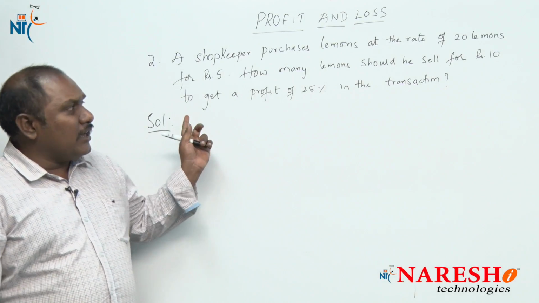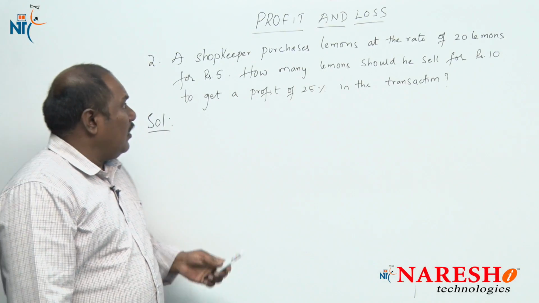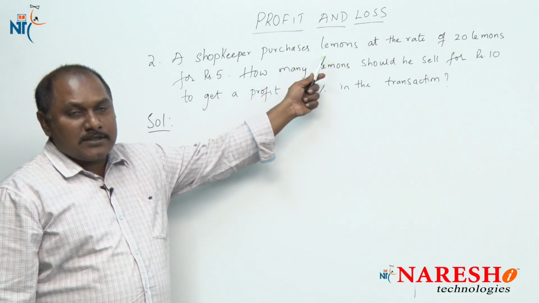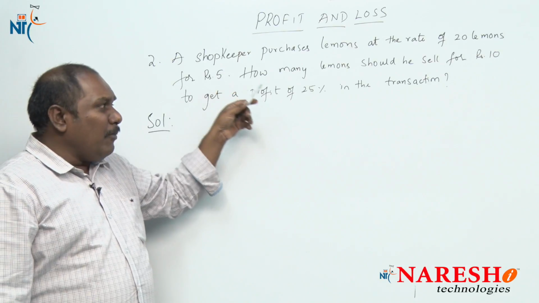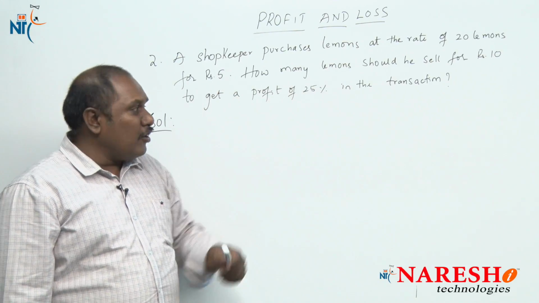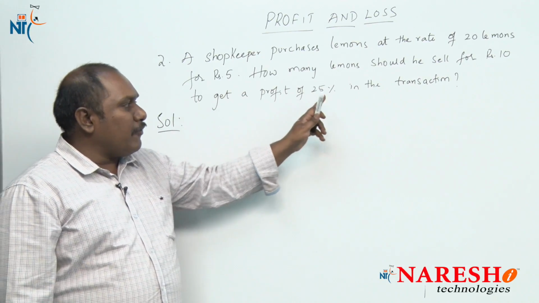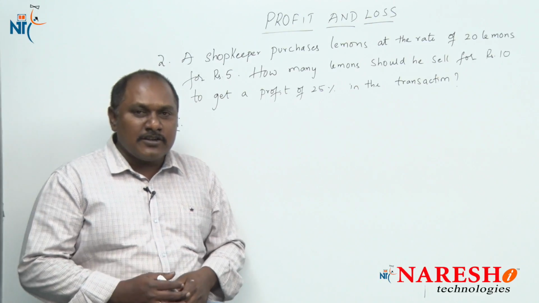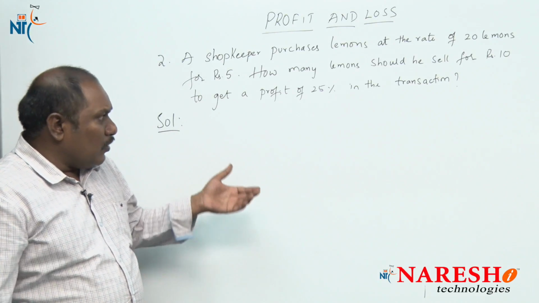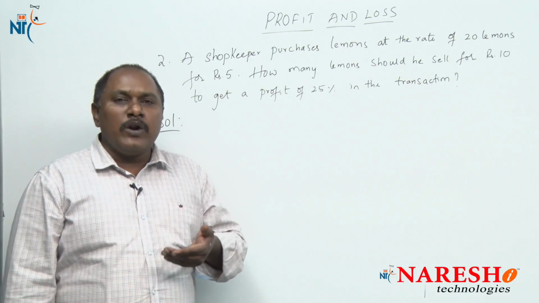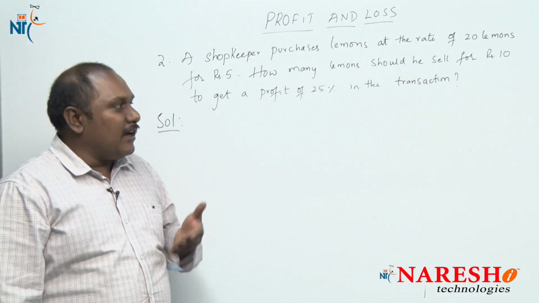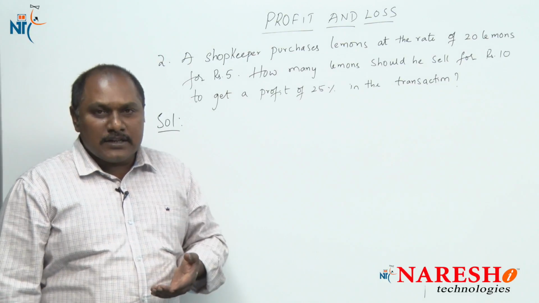Now let us look into the next problem. A shopkeeper purchases lemons at the rate of 20 lemons for 5 rupees. How many lemons should he sell for 10 rupees to get a profit of 25% in the transaction? Now to solve this problem also we have two different methods. Now let us look into both the methods and let us see which method will be easy for us to answer this question.